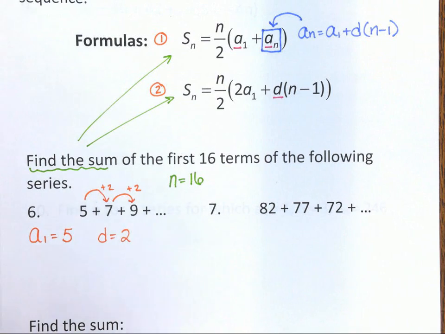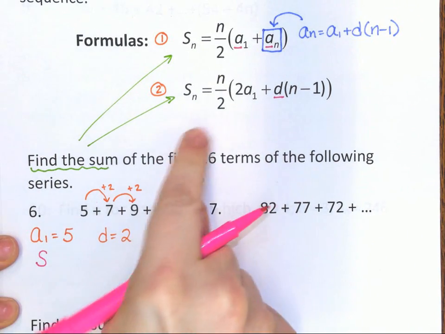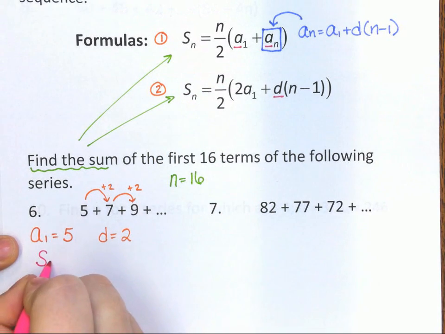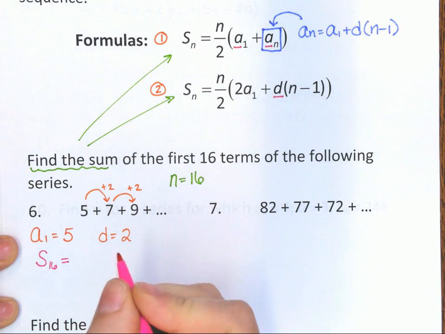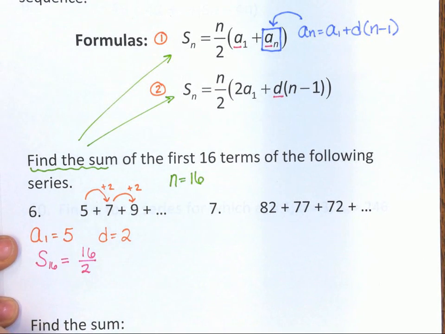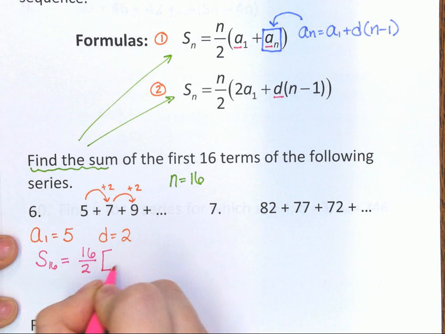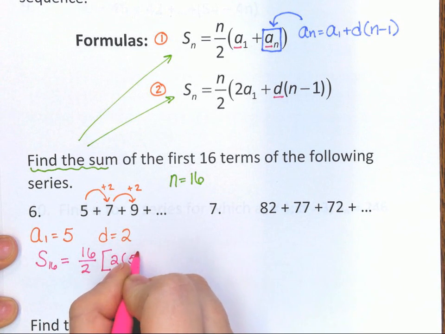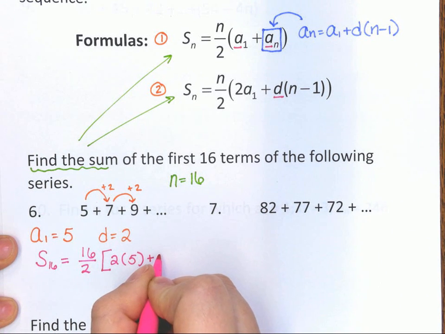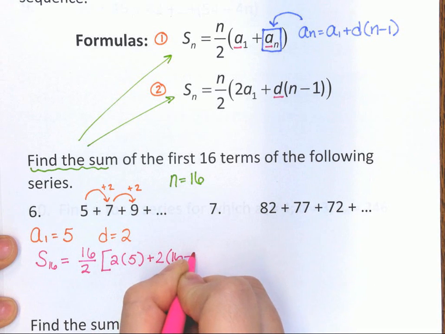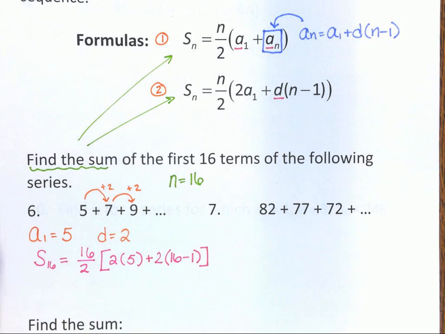So we would say the sum, n is 16. The sum of the first 16 terms is n over 2 times 2. What is a sub 1? What is the difference? What was n? And that's it.